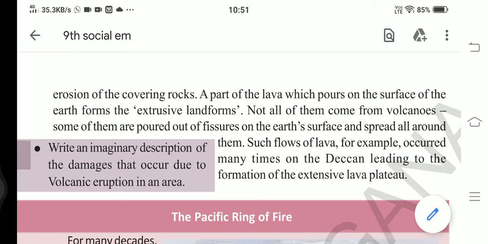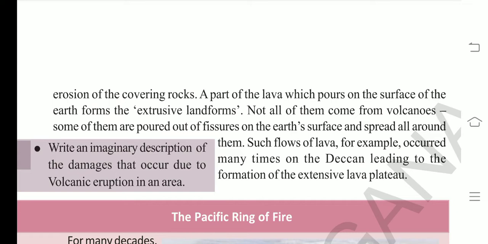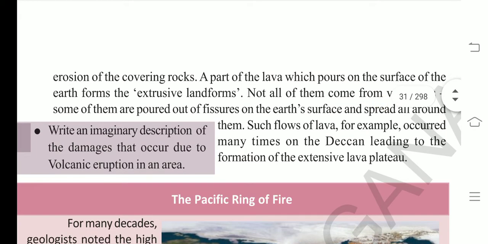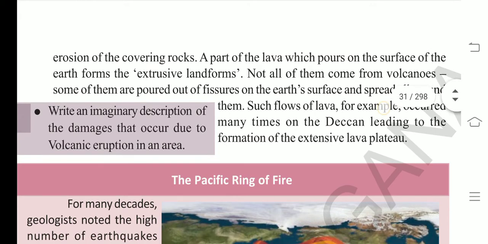Okay. So what we have seen here: intrusive landforms and extrusive landforms. Intrusive landforms are under the crust. When lava does not come to the earth's surface, it stays in the layers of the earth's crust. There it becomes cool and forms a rock. That is an intrusive landform, right? When lava comes out onto the earth's surface and forms plateaus, that is called an extrusive landform.